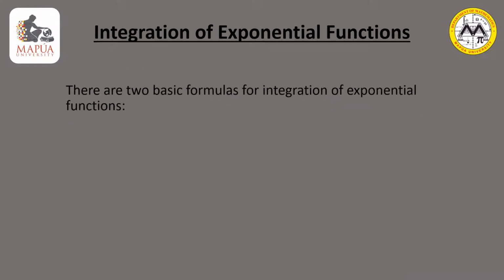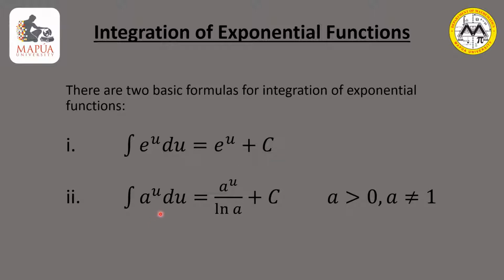There are two basic formulas for integration of exponential functions. We have the integral of e to the u du equal to e to the u plus c, and the integral of a to the u du is equal to a to the u divided by ln of a plus c, on the condition that a is greater than 0 but not equal to 1. Also, in this case, u is a function of x.